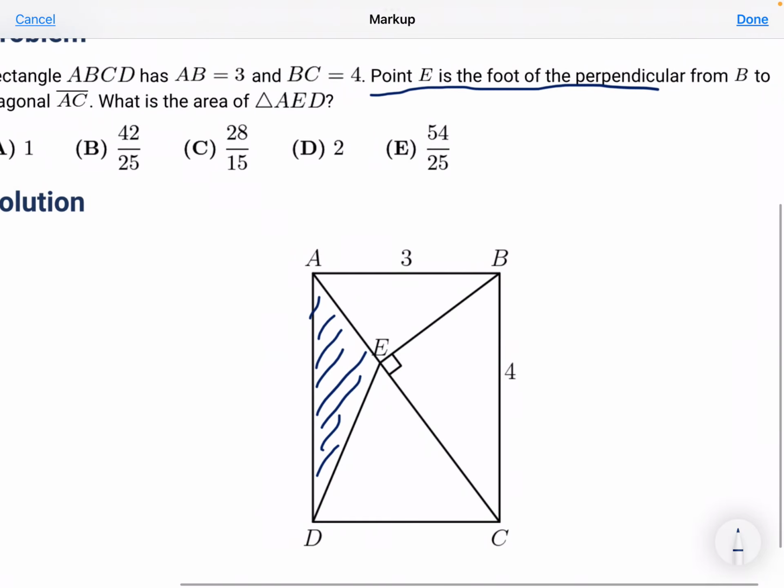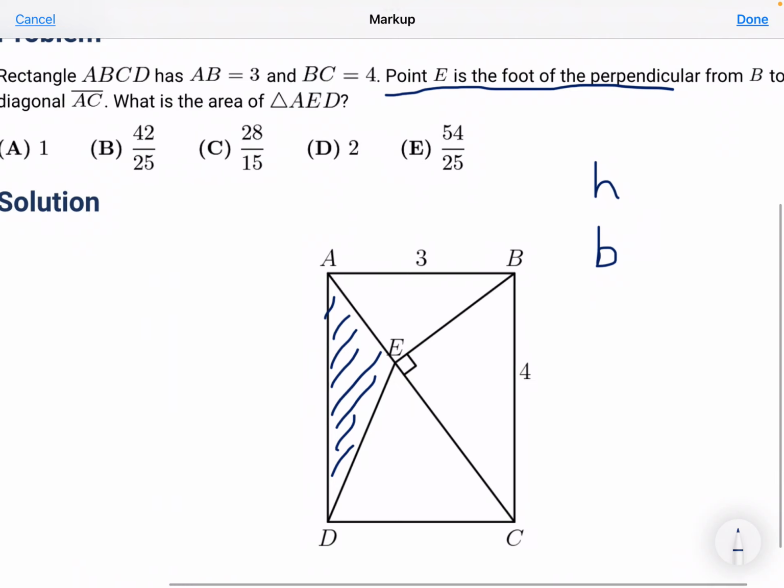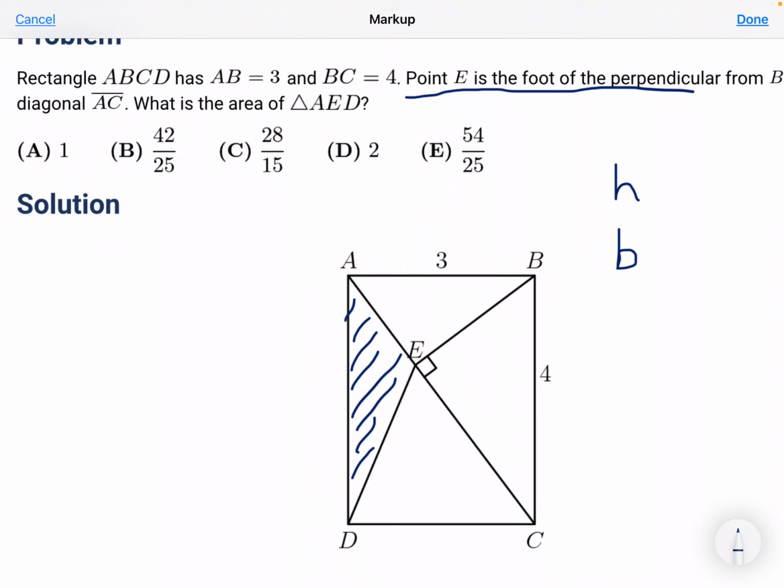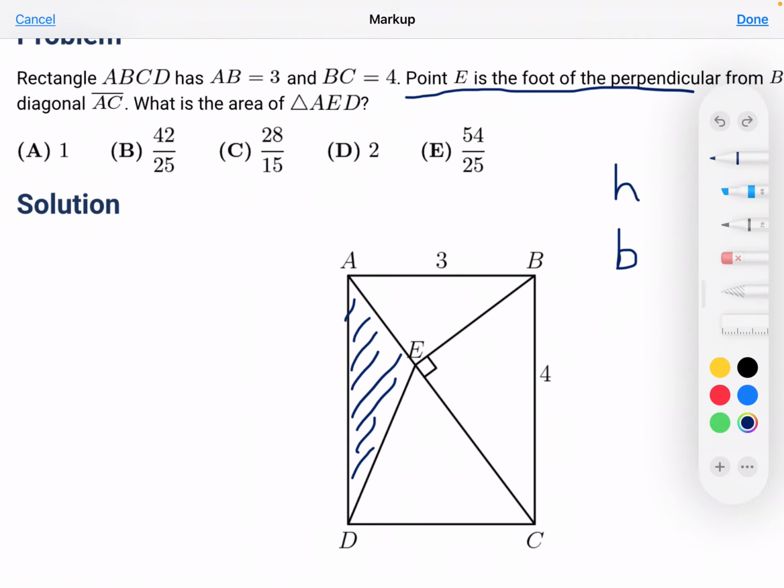Now, to find the area of a triangle, we need two things: one, its height, and two, its base, or length or width. We can find the height by drawing in another line, which would be this one. And that is the height because it would be from here to there, the highest point of that triangle.